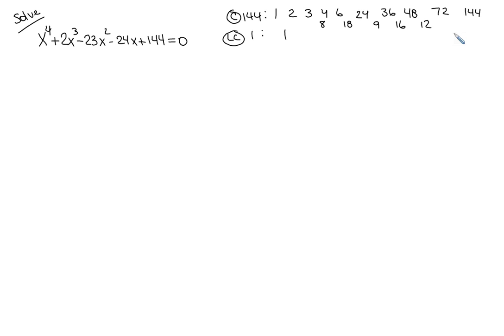So this is our list of factors, and so our list of possibilities is going to be plus or minus 1 over 1, 2 over 1, 3 over 1, etc. So 1, 2, 3, 4, 6, 8, 9, what comes next? 12, 16, 18. You don't have to write them in order, but I just like to write them in order to keep track of things.